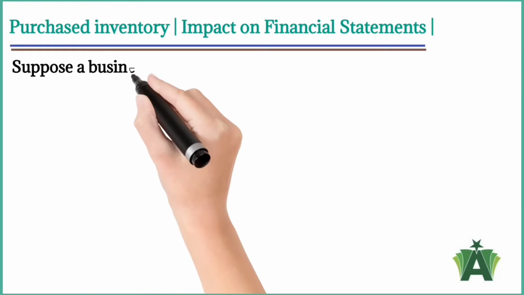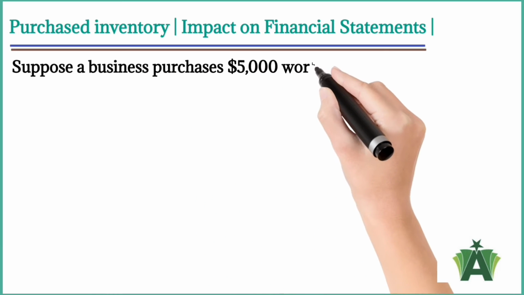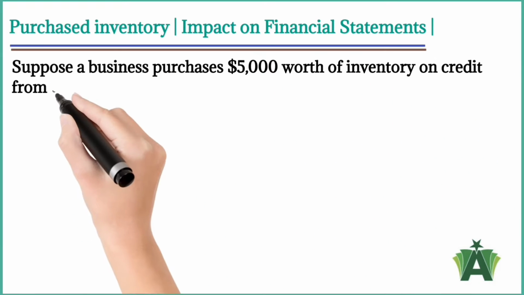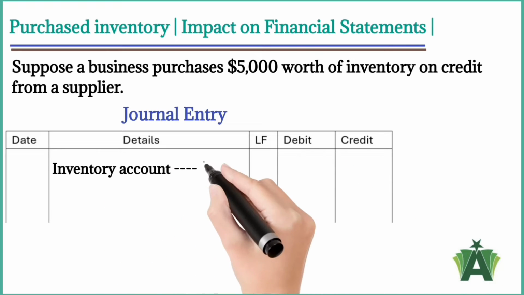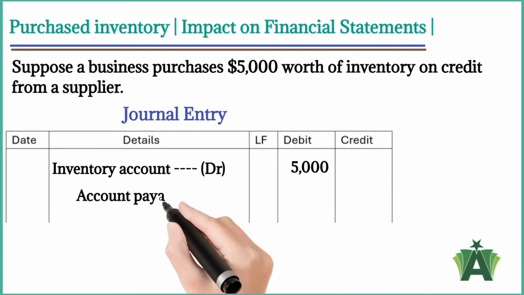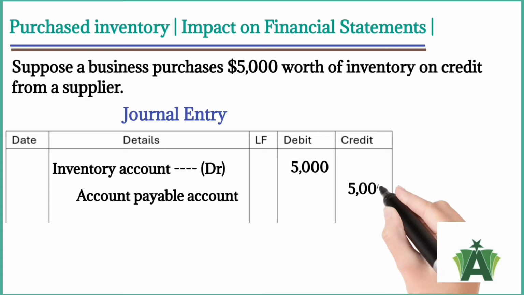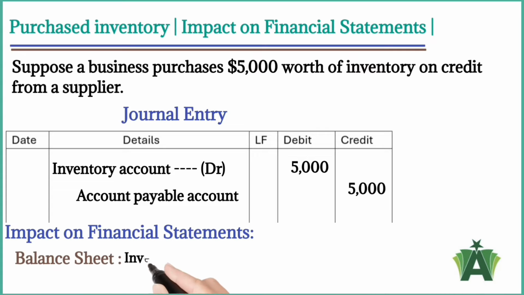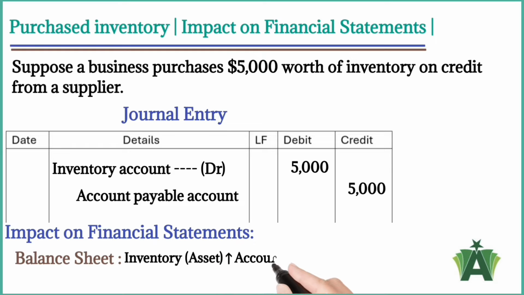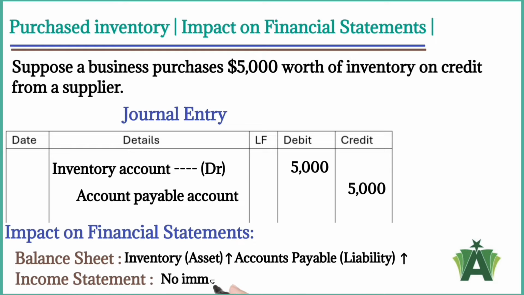Suppose a business purchases $5,000 worth of inventory on credit from a supplier. The journal entry would be: inventory account debit $5,000. Accounts payable account credit $5,000. Impact on financial statements. On balance sheet, inventory asset increases. Accounts payable liability also increases. On income statement, no immediate effect.